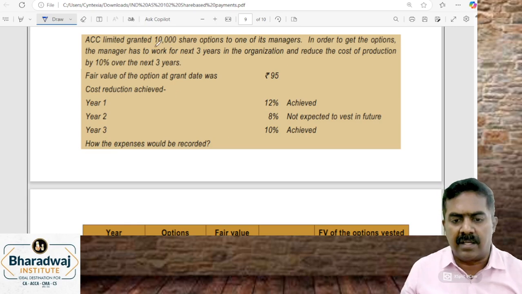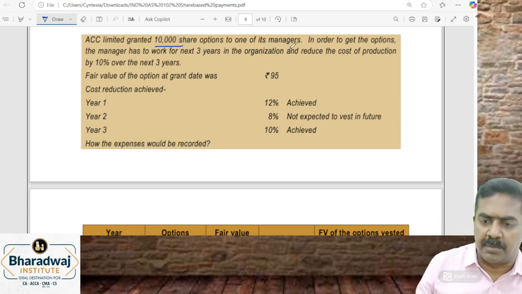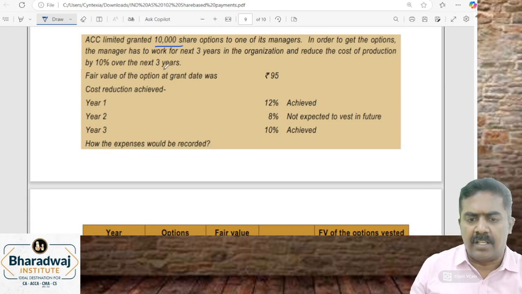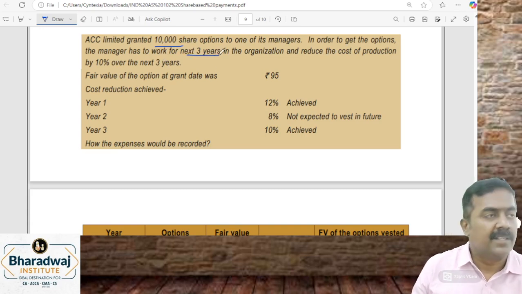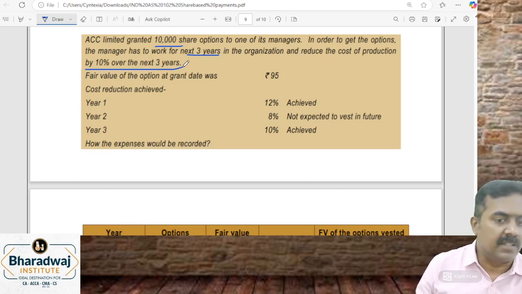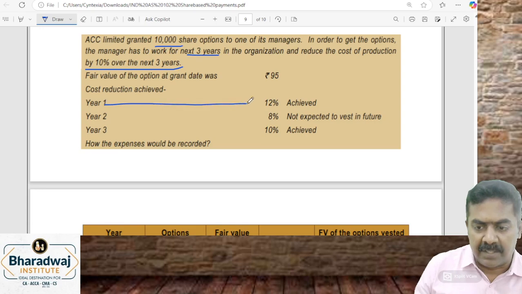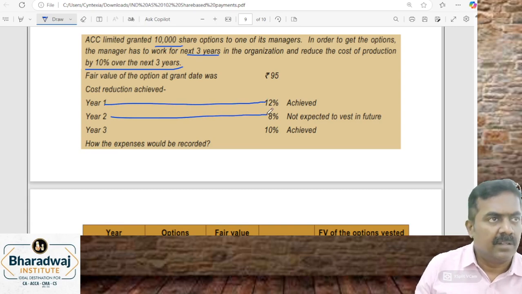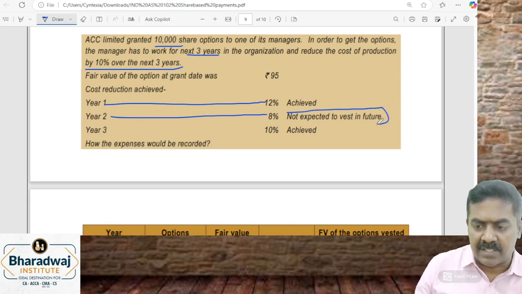ACC Limited granted 10,000 share options to the managers. In order to get the option, the manager has to work for the next 3 years, and reduce the cost of production by 10% over the next 3 years. In Year 1 they achieved it. In Year 2 they achieved only 8%. It is given that it is not expected to vest in the future when you are in the second year.